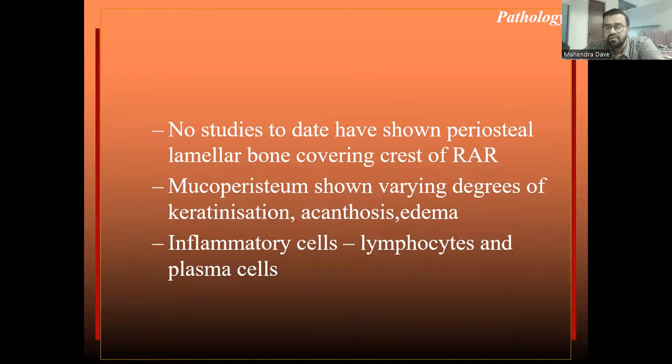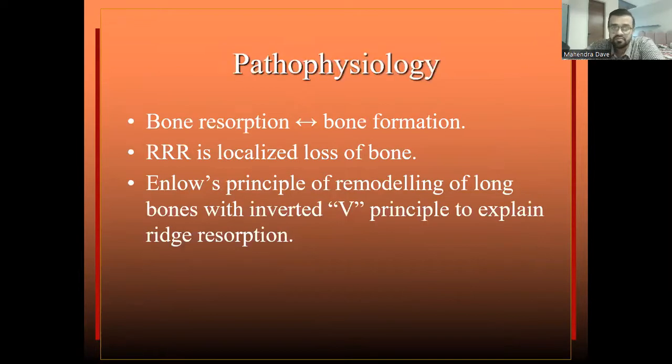Mucoperiosteum showing varying degrees of keratinization, acanthosis, edema. Inflammatory cells such as lymphocytes and plasma cells. Pathophysiology. Bone resorption and bone formation are in equilibrium. Whenever the equilibrium changes, resorption takes place immensely. Residual resorption is localized loss of bone.